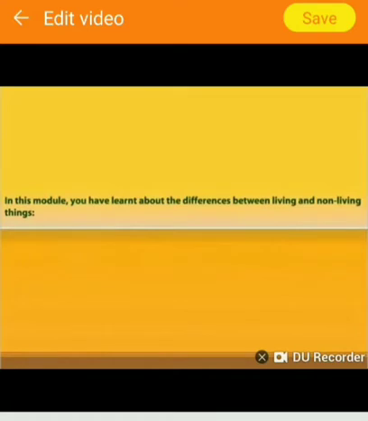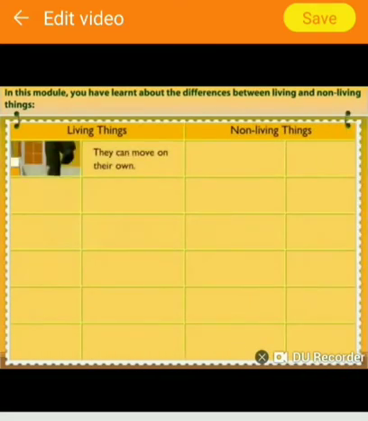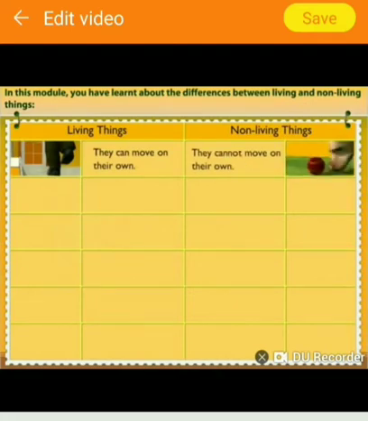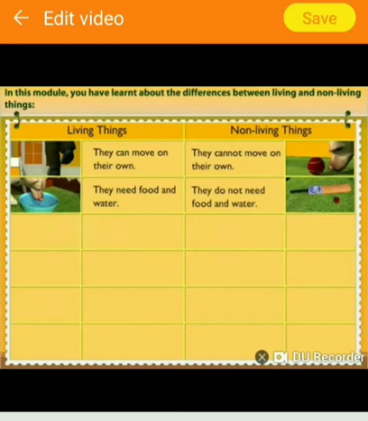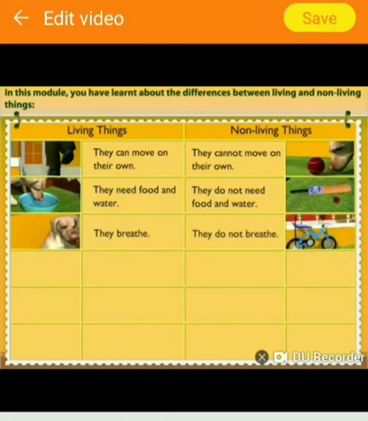So, in this module we have learnt the difference between living and non-living things. Living things can move, non-living things cannot move on their own. Living things need food and water. Non-living things do not need food and water. Living things breathe.